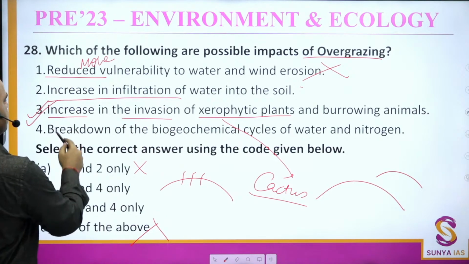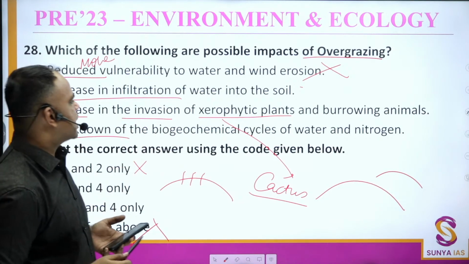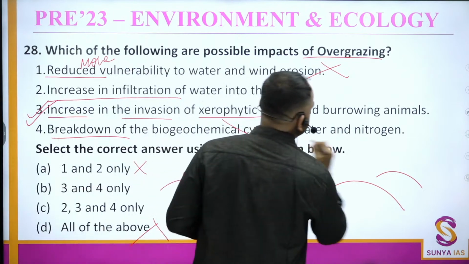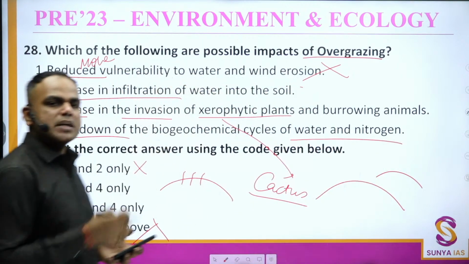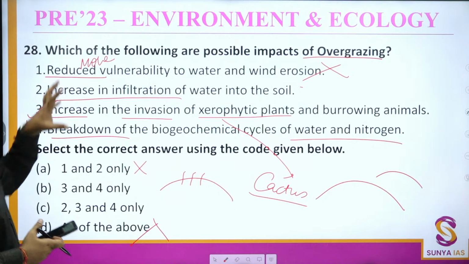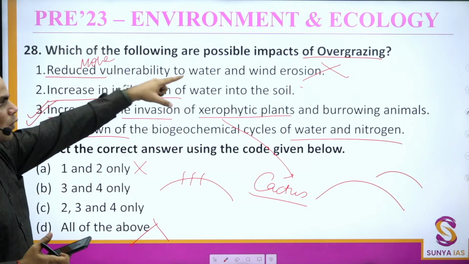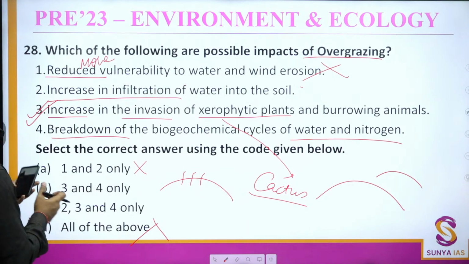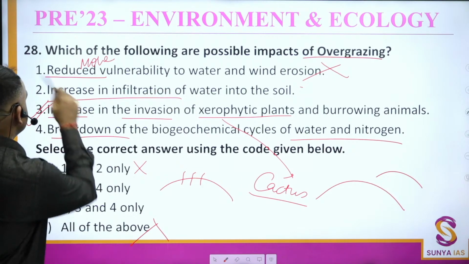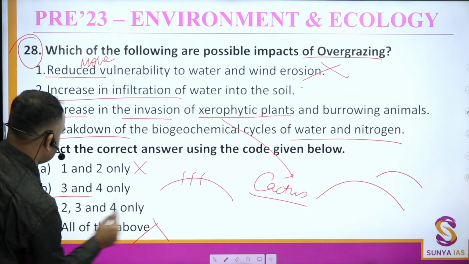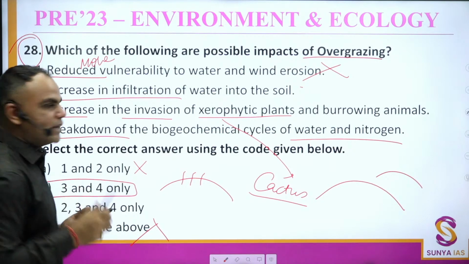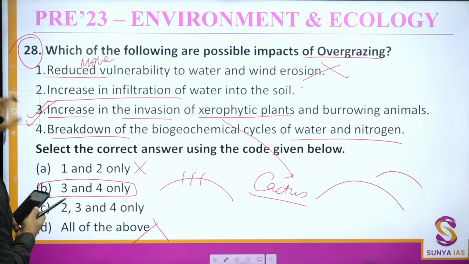True. Breakdown of biogeochemical cycles of water and nitrogen. This is also true. The biogeochemical cycles will not be able to function as properly because the circulation of nutrients will be impacted because of overgrazing, right? So yes, many of you have answered this correctly. For question number 28, the answer is B. 3 and 4 only. All right.